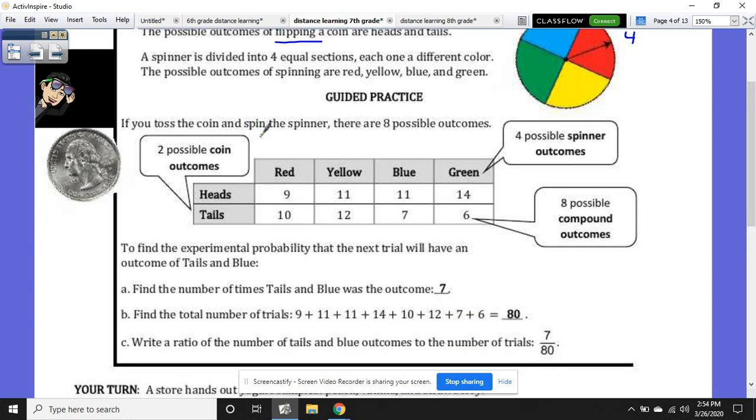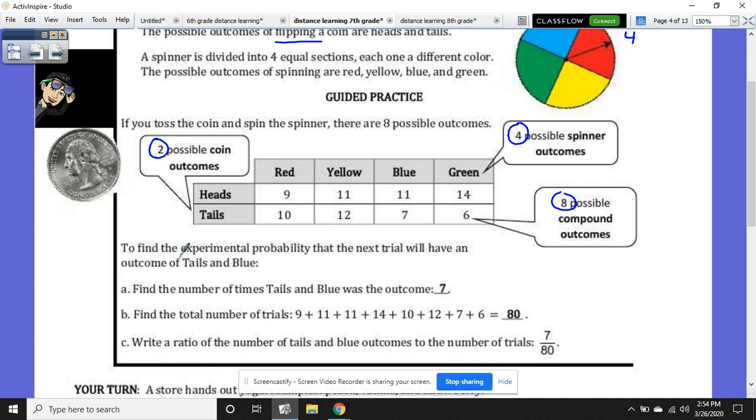So if you toss a coin and then spin a spinner, there are 8 possible outcomes. You can get heads with red, heads with yellow, heads with blue, heads with green, which is 4. And then you can get tails with red, tails with yellow, tails with blue, tails with green. That's 4. I'm sorry, 4 and 4, which is 8 total possible outcomes. Basically, what you got to do is multiply the outcomes for the coin times the outcomes of the spinner. 2 times 4 is 8.